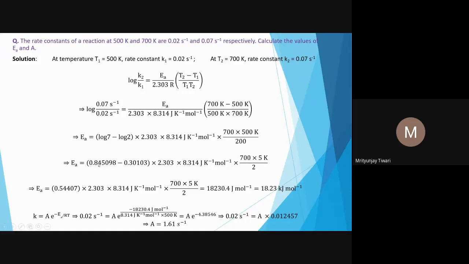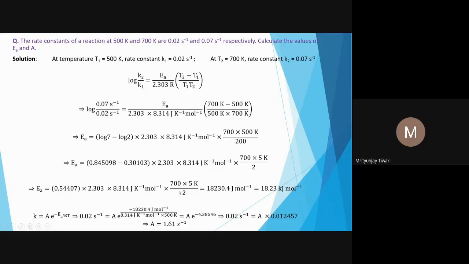Anyway, so the EA will be what? The value of log 7 is 0.845098 up to here only. You can also put minus 0.30103 into 2.303 into 8.314 joule per Kelvin per mole, and this into 700. The two zeros and two zeros there will cancel out, so it will become 700 into 500 K divided by 2, and this K, you know. Now this value on further solving becomes equal to 0.54407 into 2.303 into 8.314.